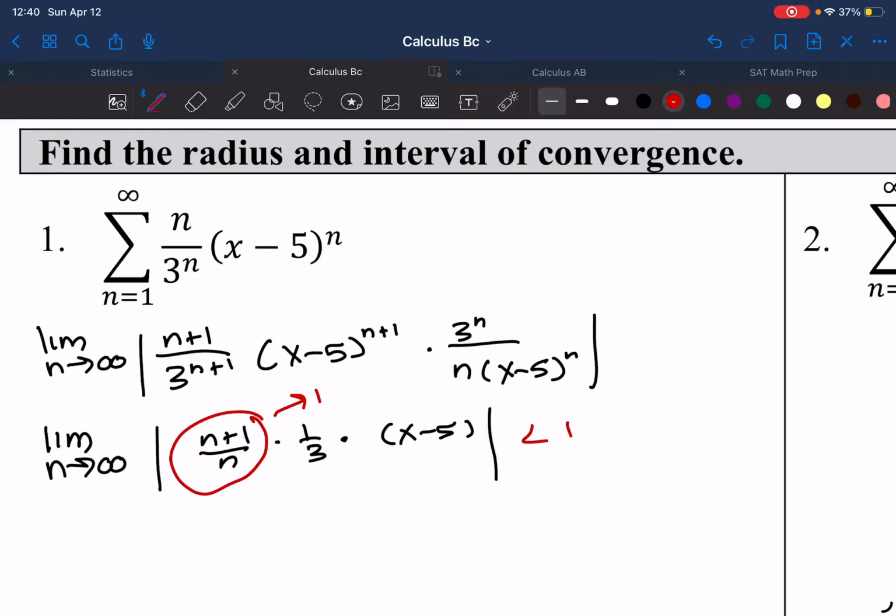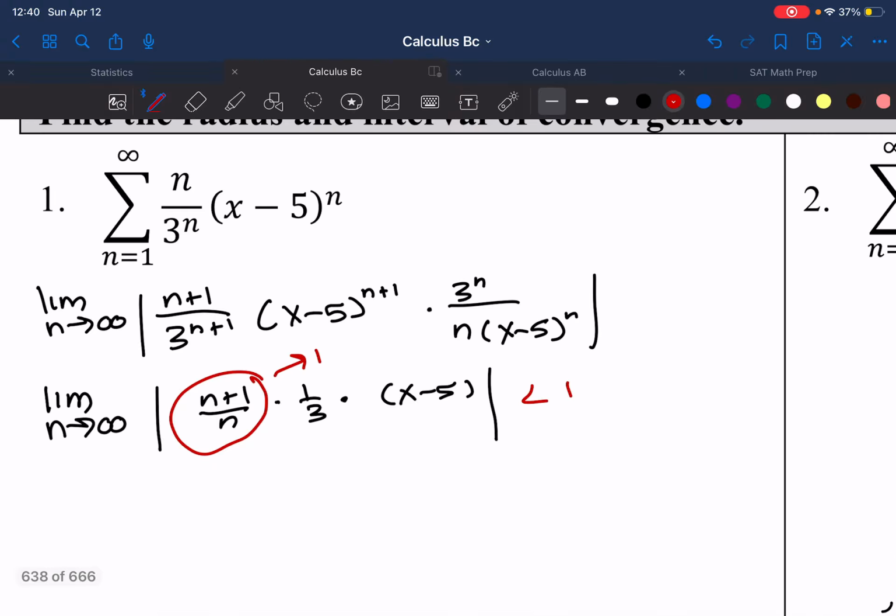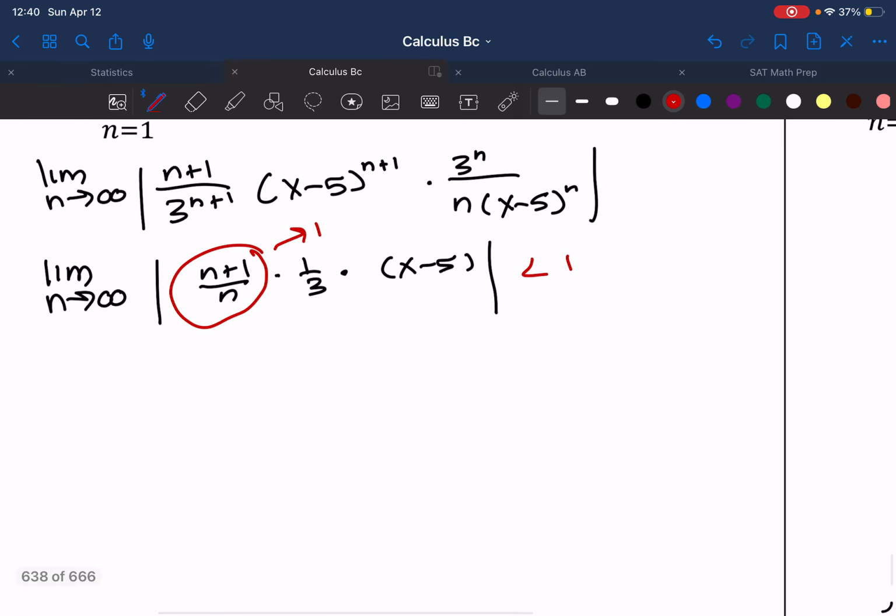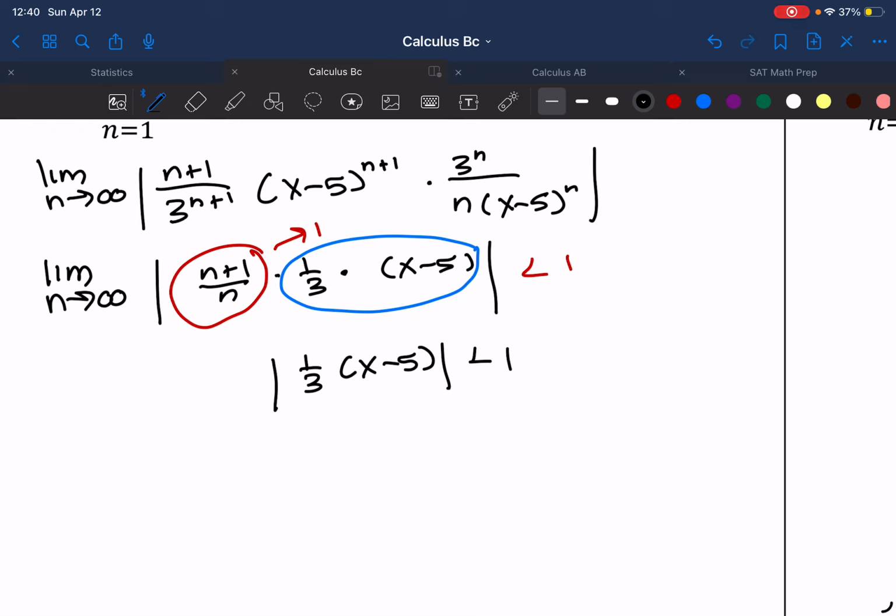Okay, so if it is less than 1, if we go back up to our definitions, that tells us it's going to converge to an interval. So we need to find that interval. Well, in order to find that, we're going to look at everything else. We're going to look at this part, and we are going to do the absolute value where this is less than 1. And so we have the absolute value of 1/3 times x minus 5 less than 1, which means negative 1 is less than 1/3 times x minus 5 less than 1. Doing our algebra, we get 2 is less than x less than 8.